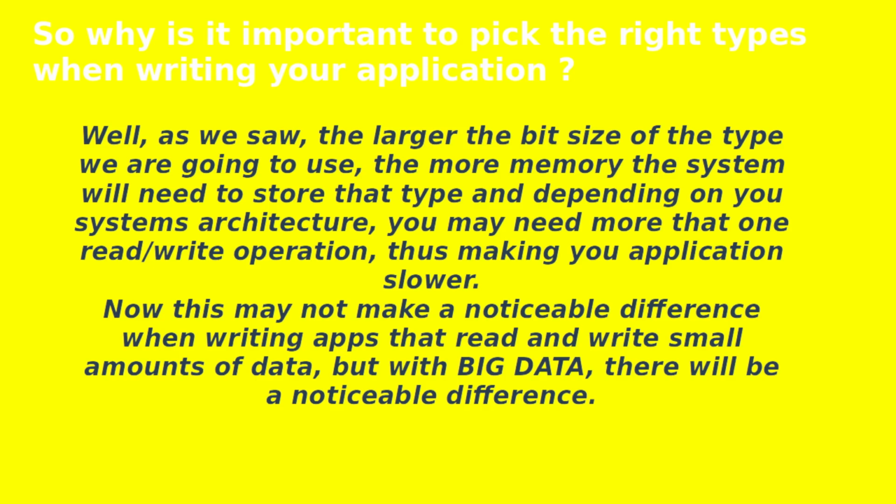So by now you've picked up why it is important to pick the right types when writing your application. We saw that the larger the bit size of the type we're going to use, the more memory the system will need to store the type, and depending on your system architecture, you may need more than one read-write operation, thus making the application slower. This may not make a noticeable difference when writing apps that read and write small amounts of data, but with big data there will be a noticeable difference.